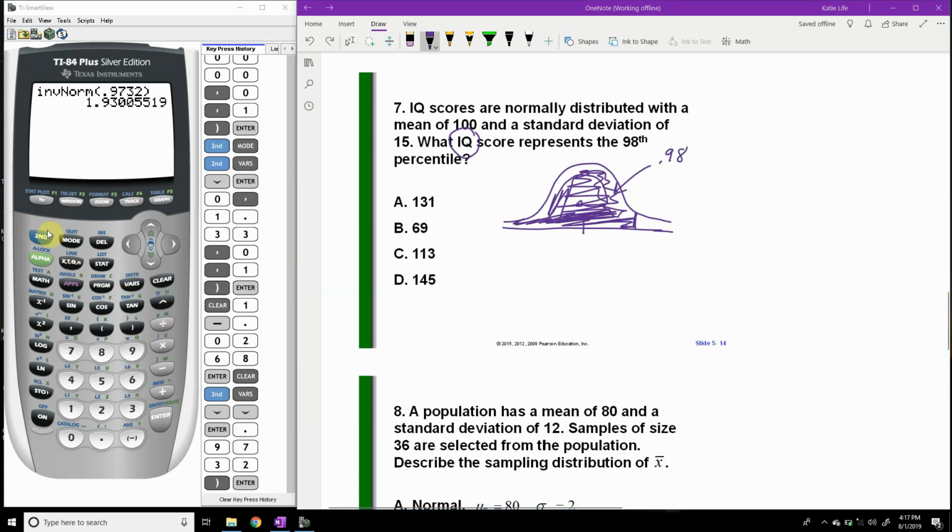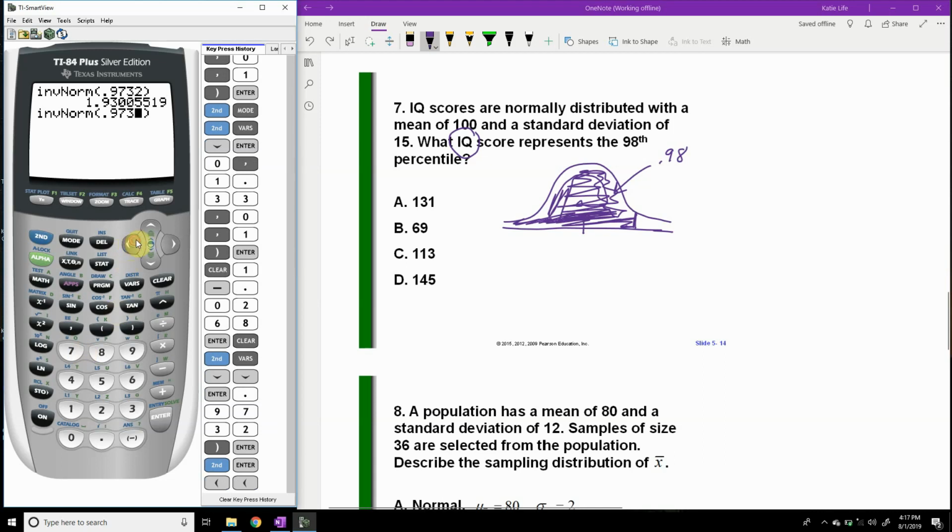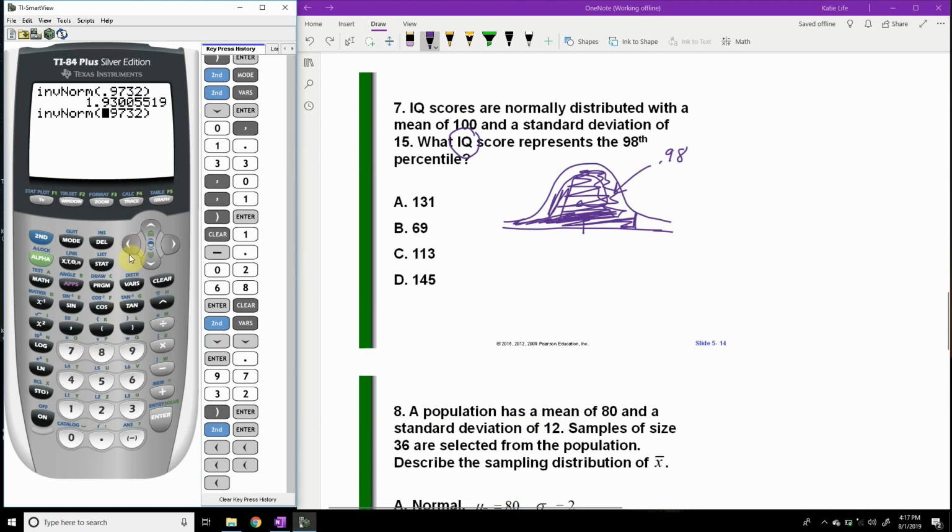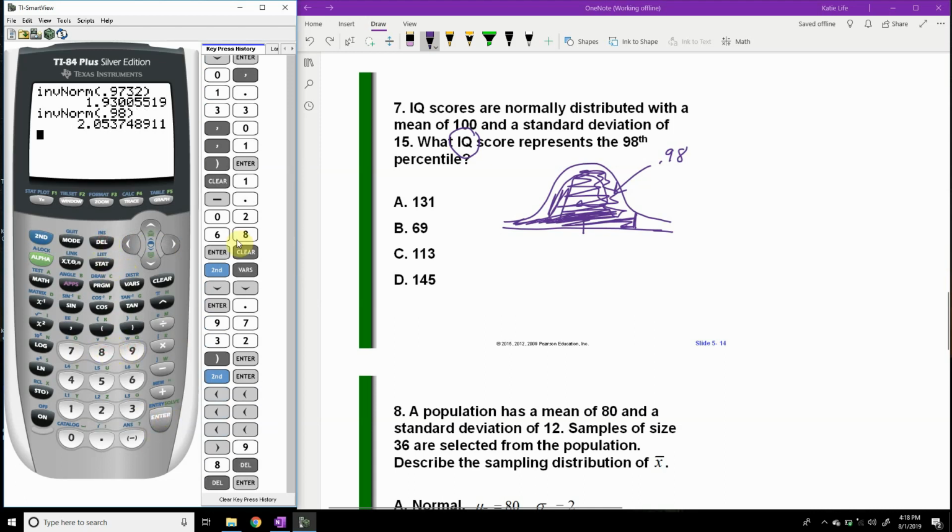So I want to do this inverse norm function again to figure out the z-score that is trapping 98% to the left, which would be about 2.05. Now, that's obviously not the answer. That's the z-score that is doing that. I want to figure out the IQ score that has a z-score of 2.05.